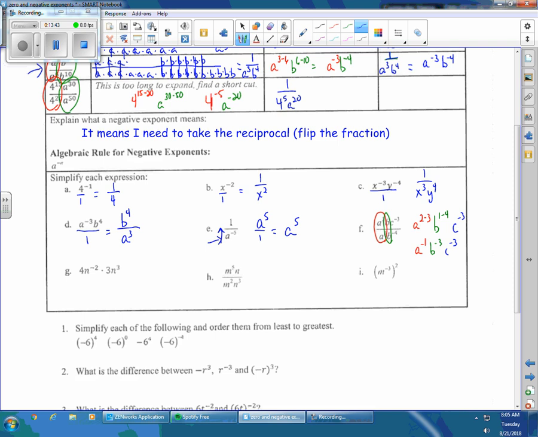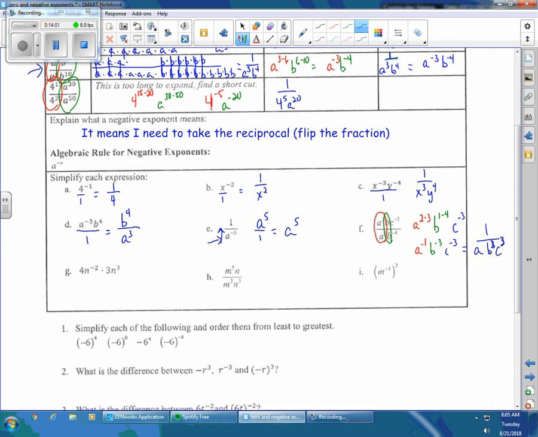So all 3 of these terms are going to be moving to the denominator. So when I write this answer, it's going to be 1 over A, B to the third, C to the third. Oh, those 3's don't look like 3's, do they? I'll try to fix it. There we go.